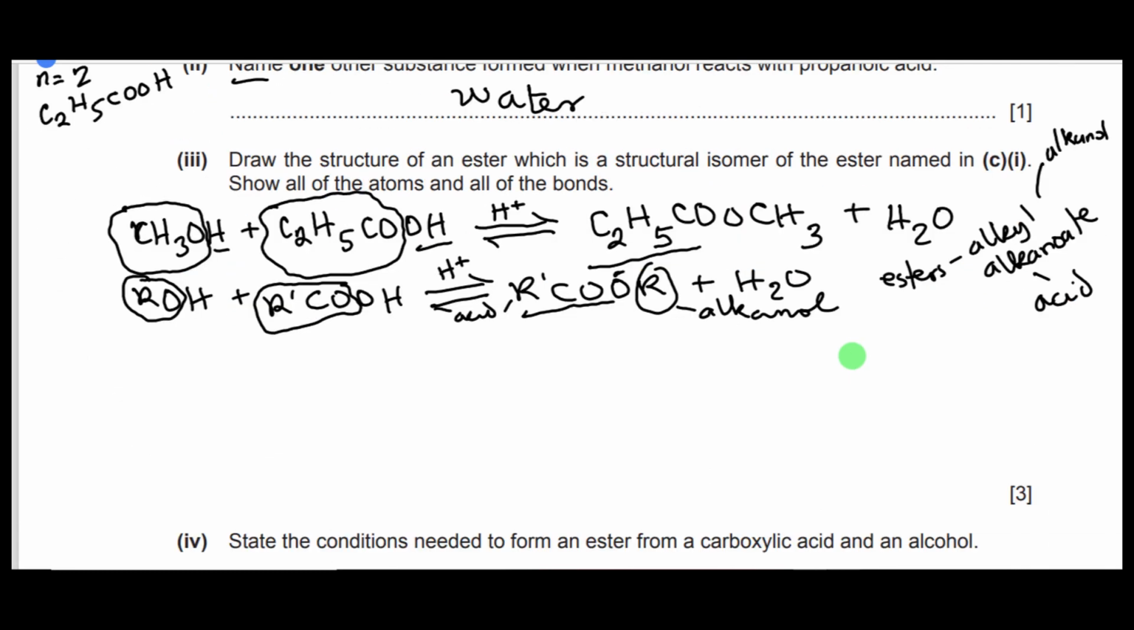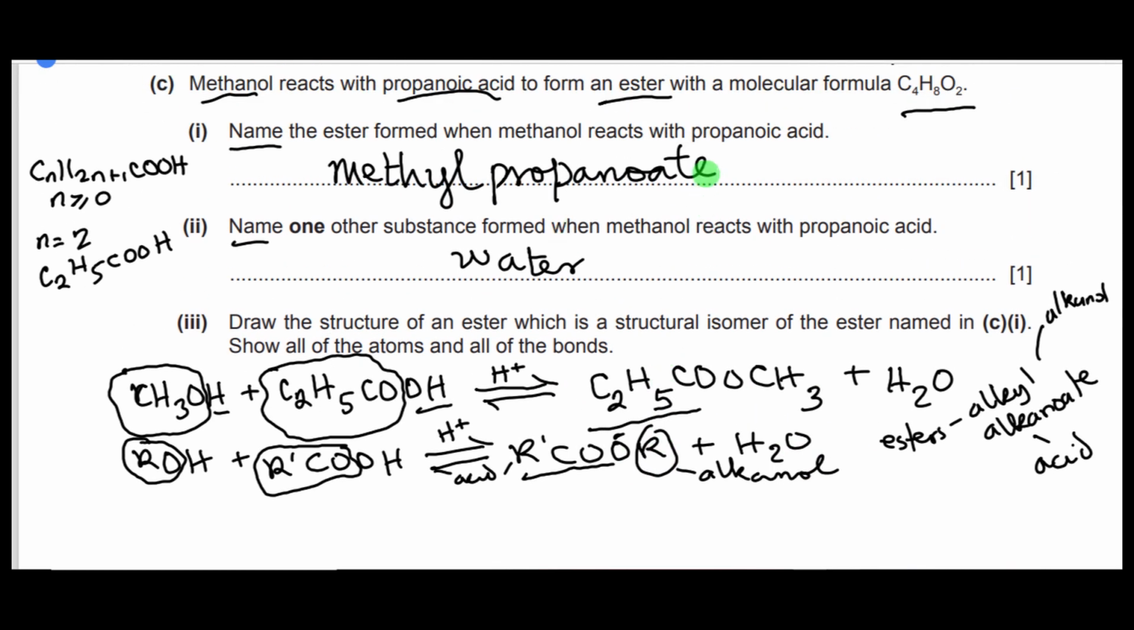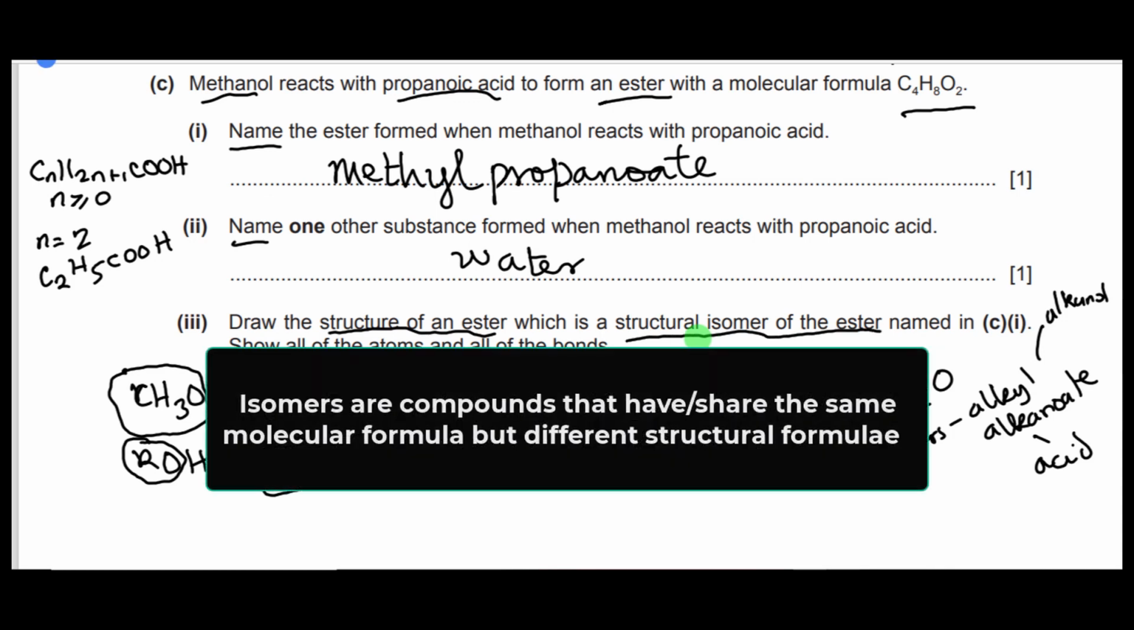The next question says, draw the structure of an ester which is a structural isomer of the ester named in C(i). Show all the atoms and all the bonds. Remember, isomers are compounds that share the same molecular formula but different structural formula.